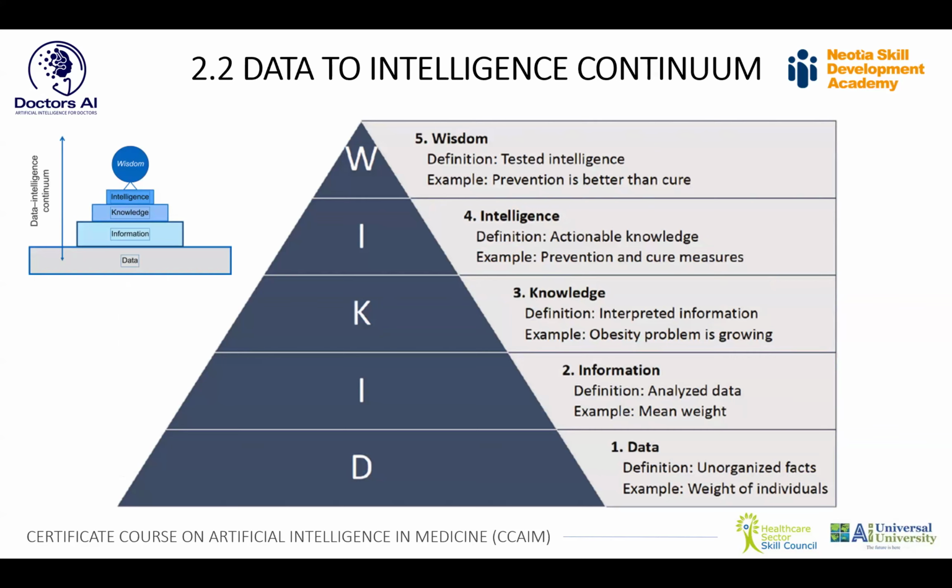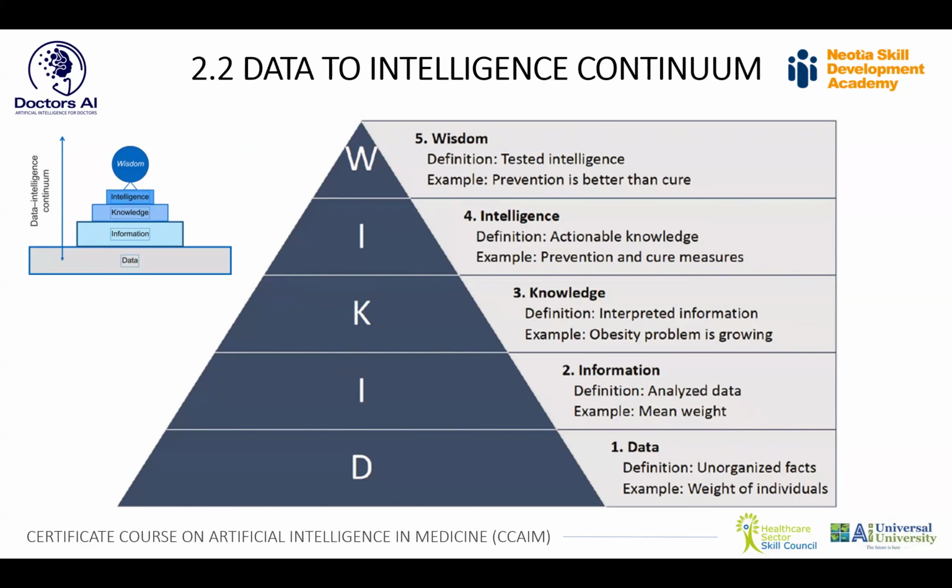So again, a very important part of this data-to-intelligence continuum is to understand this pyramid. So from data, what is data? Data is unorganized facts. For example, the weight of an individual. That is unorganized, just numbers, right? Strings or numbers. That's data. What is information? It is the analyzed data. For example, mean weight. So weight is your data, and mean weight is the information, right?